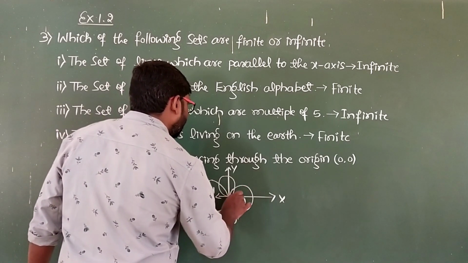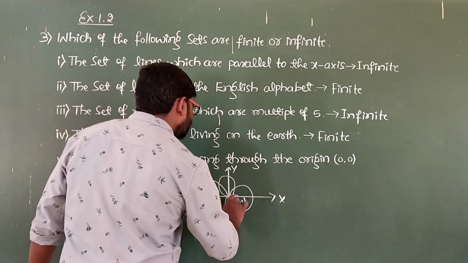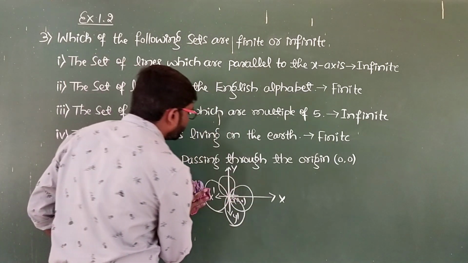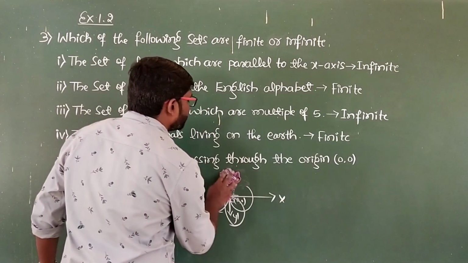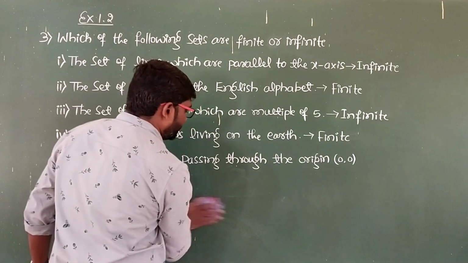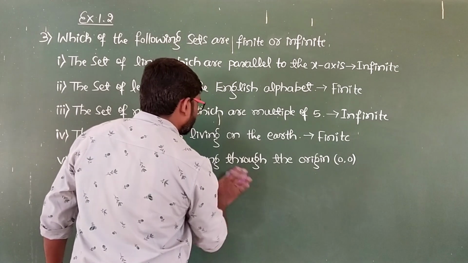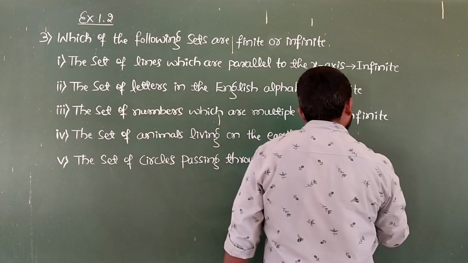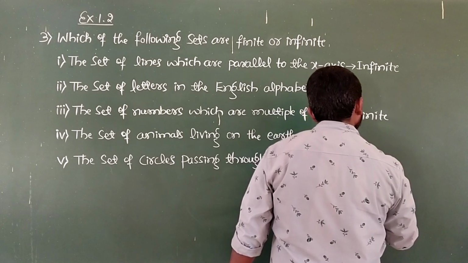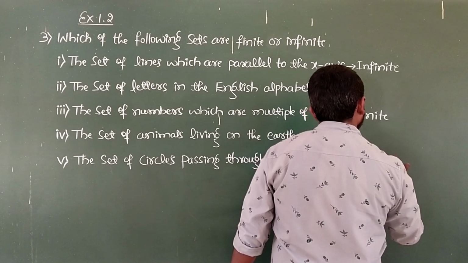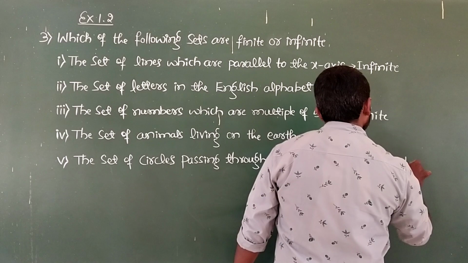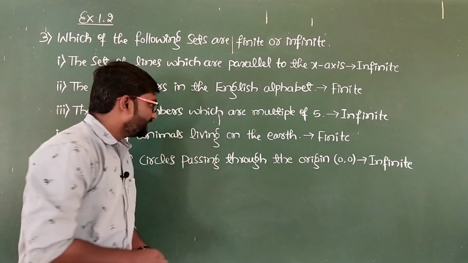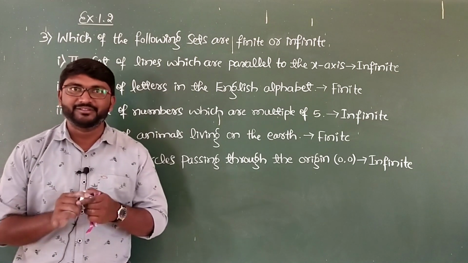Like this you can have many circles which are passing through the origin. This has infinite number of elements or objects. That is why the Roman number 5 is an infinite set. So it is infinite. So note down this and then we'll move on to the next one. So this is all about the third main question.